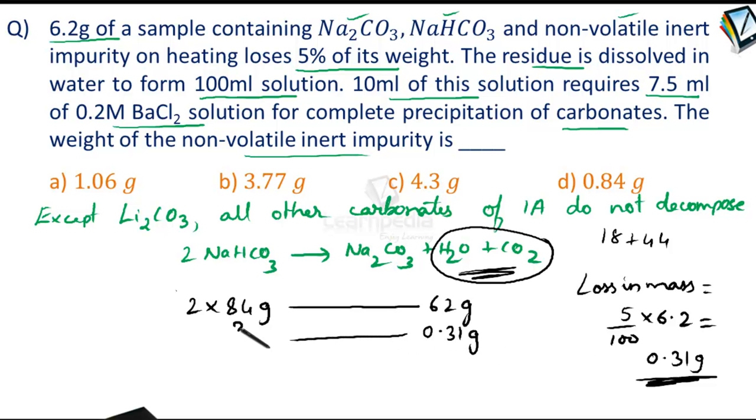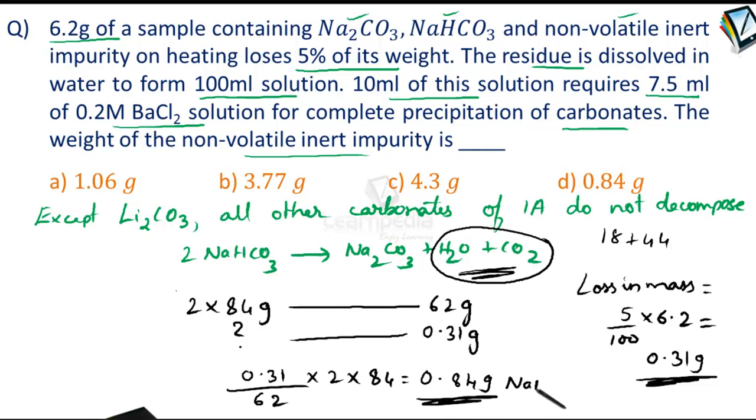So what would have been the amount of sodium bicarbonate? It is 0.31 by 62 multiplied by 2 into 84. This value we get as 0.84 grams. So this is the amount of sodium bicarbonate present initially in the mixture, which is of 6.2 grams. So now we got the mass of sodium bicarbonate. So now we need to get two more values, the sodium carbonate value and finally the answer, which is the non-volatile inert impurity. Let's move further.